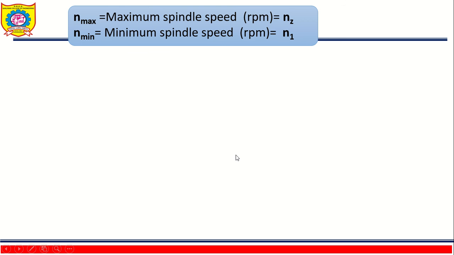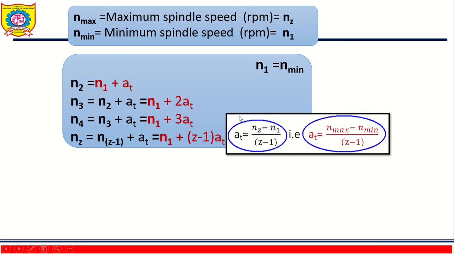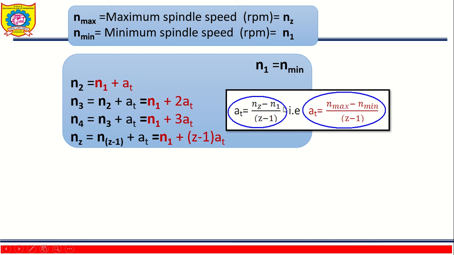Suppose we have the maximum spindle speed n max and the minimum spindle speed n min. After getting the value of the minimum spindle speed, we can find the different speed steps between the maximum and minimum values. Suppose there are z spindle steps. Then n2 will be equal to n1 plus a, where a is equal to nz minus n1 upon z minus 1, where z is the total number of spindle speed steps. So the arithmetic progression difference is n max minus n min upon z minus 1.